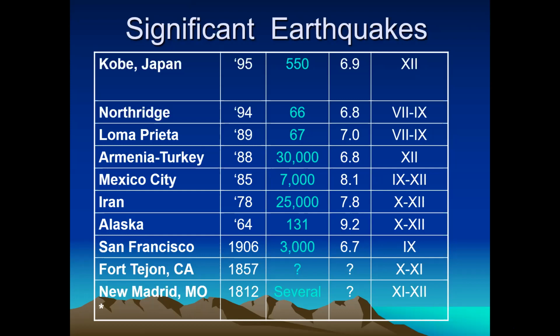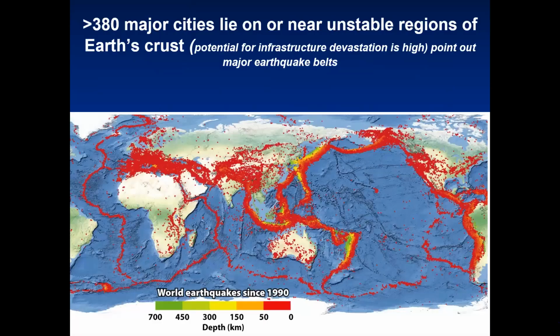New Madrid, Missouri. This is one that's not on a plate boundary. It's on a fault line, just not on a plate boundary. We'll talk a little bit more about that. So there are over 380 major cities that lie on or near unstable areas of the Earth's crust. These are all these red dots, all these red lines indicate earthquakes.